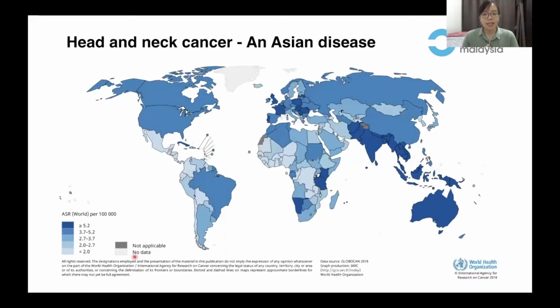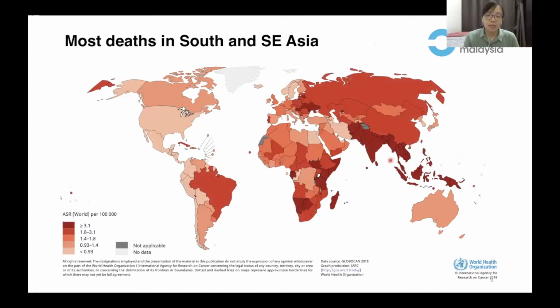This is a world map that illustrates the number of head and neck cancer incidences globally. If you look at the colors, the darker the color, the higher the numbers. It's very prominent that head and neck cancers are quite common in Asian regions, particularly South and Southeast Asia. That's Malaysia there. And no surprise, the majority of the cancer deaths also occur in this region.